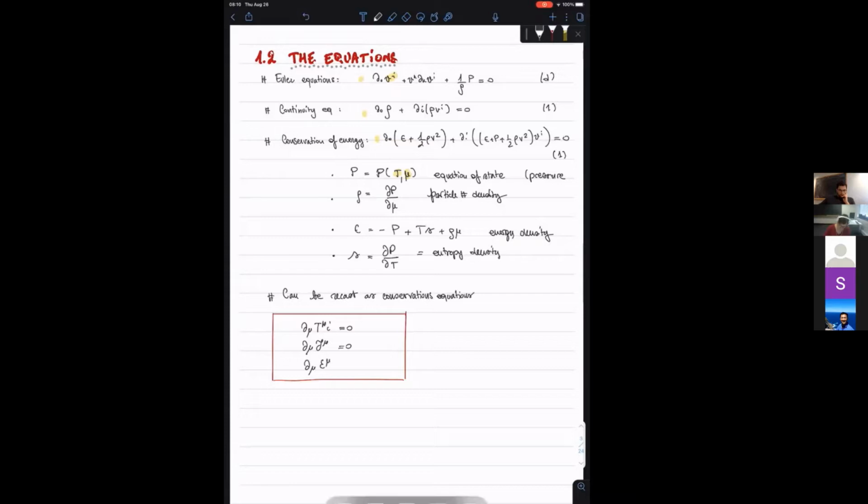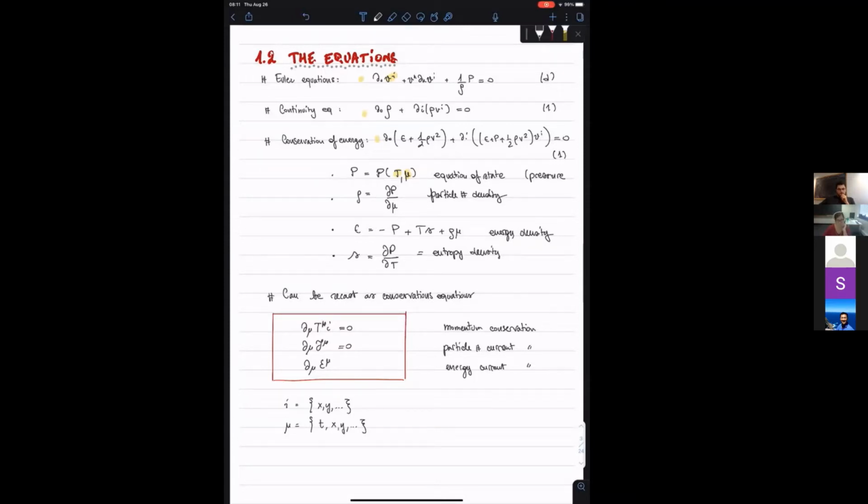So here i is the index that labels spatial components, and mu is a space-time index, so it labels space and time components. This would be momentum conservation, the particle number current conservation, and energy current conservation. Okay.